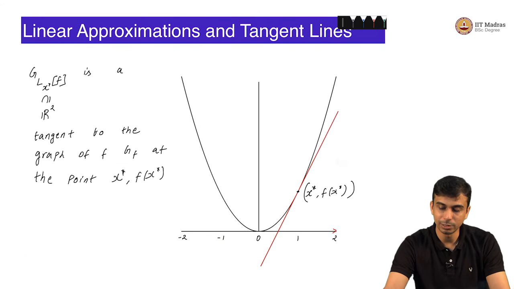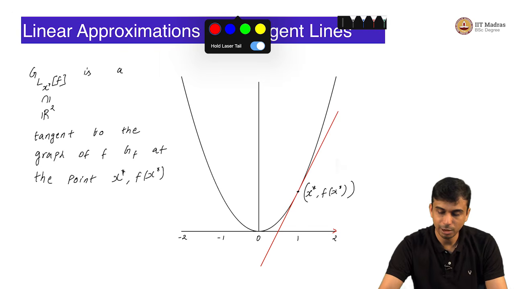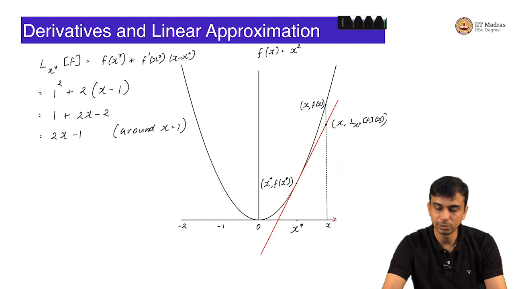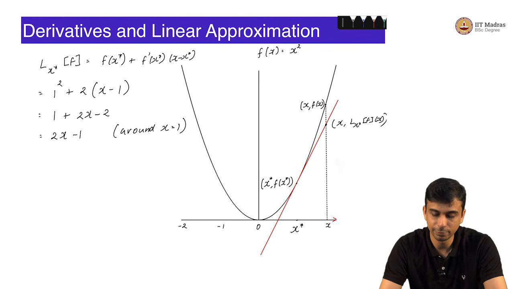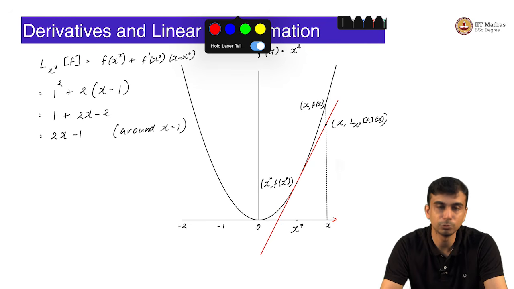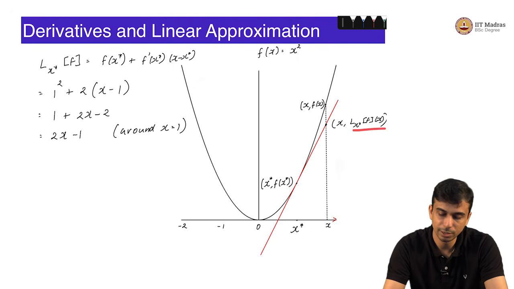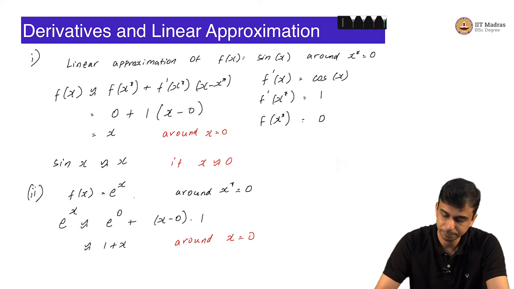for the same reason why L x star of f is only an approximation of f around x equal to x star. As you move farther and farther away from x star, your L x star of f evaluated at x is not going to be exactly equal to f of x, it is going to be different from f of x.